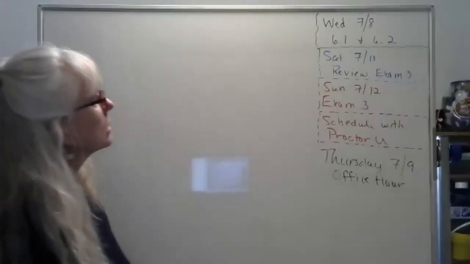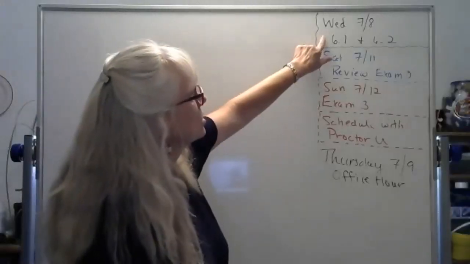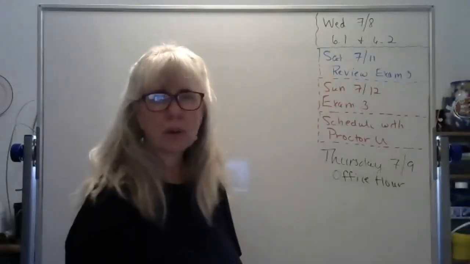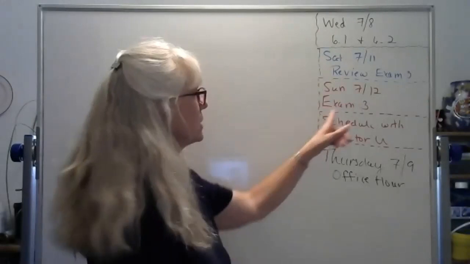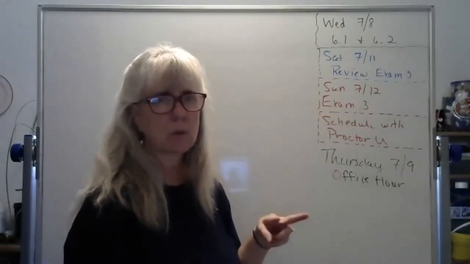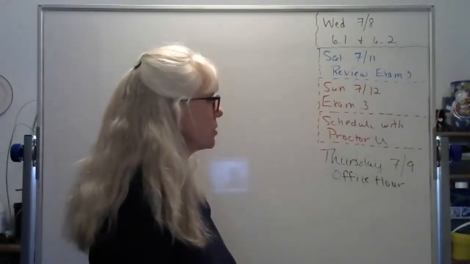So a quick rundown on the rest of the week. Again, you have 2 sections that are due tomorrow, section 6.1 and 6.2. All that's due on Saturday is that review for exam 3. That's it. And on Sunday is exam 3. It covers all of chapter 5 and the first 2 sections of 6.1 and 6.2. You can go ahead and schedule that with ProctorU right now.